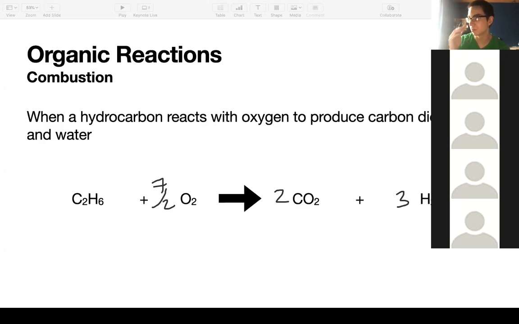So what we're going to do instead is multiply everything times 2. So this changes to 7. This changes to 2. This one changes to 4. And this one changes to 6. And just like that, everything is balanced. Any questions on balancing this? It just takes so much practice.